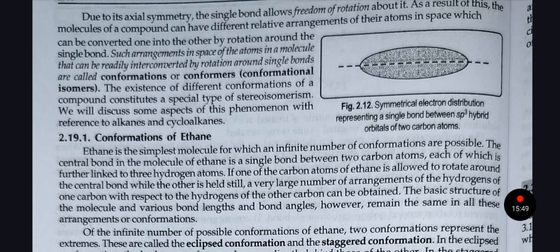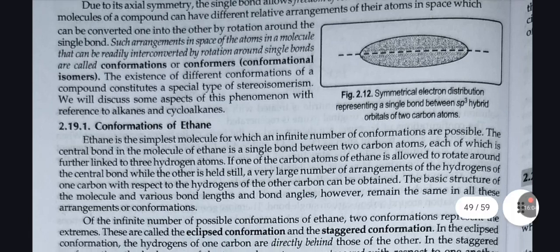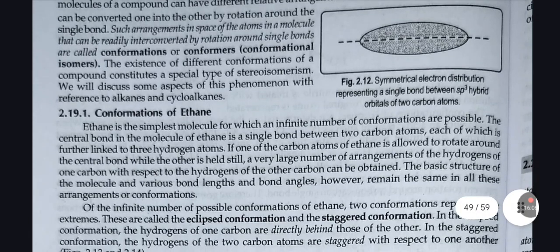As a result of this, the molecule of a compound can have different relative arrangements of its atoms in space, which can be converted one into the other by rotation around the single bond. Such arrangements in space of the atoms in a molecule that can be readily interconverted by rotation around a single bond are called conformations or conformational isomers.